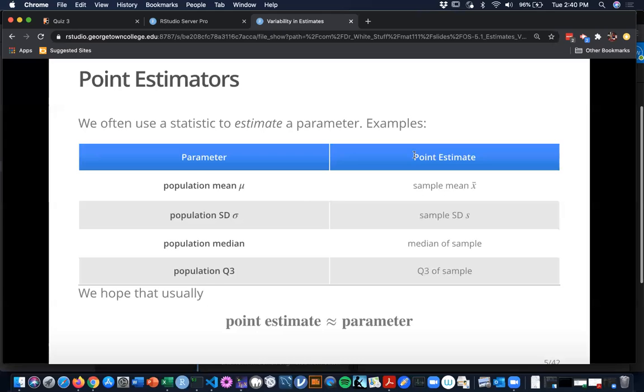And these statistics are often called point estimates. They're called point estimates because they're one number, and they're called estimates because we know they probably aren't going to be exactly equal to the parameters they're trying to estimate. They're going to be a little off. But we're hoping they're not too far off. So we're hoping that usually the point estimate is going to be approximately the same as the parameter.